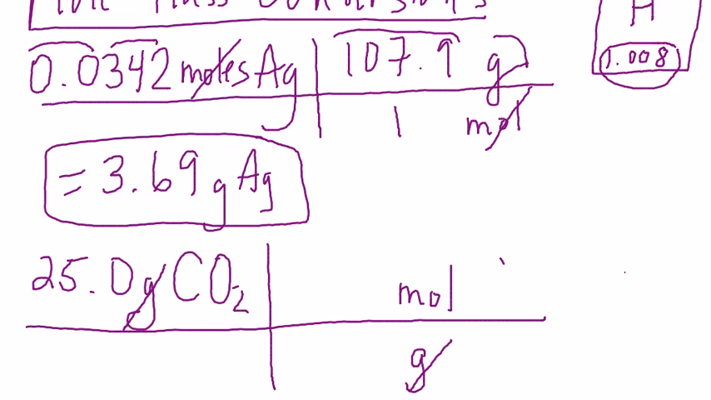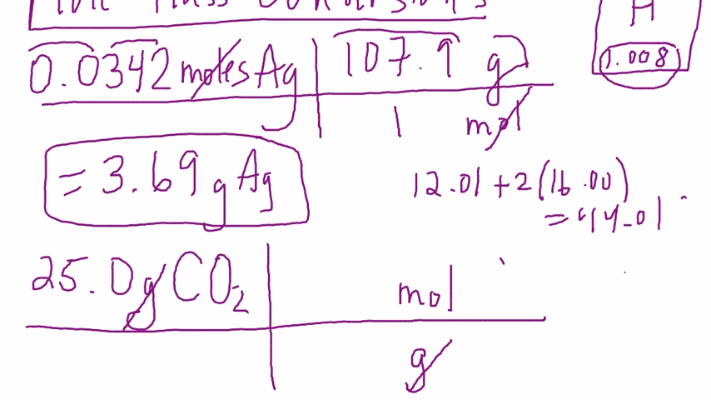Because this is a compound, CO2, we're going to have to add up the individual masses of each of the elements. We get the number that fits in the conversion factor by adding up carbon's weight, which is 12.01, plus 2 oxygens, 2 times 16.00. When we add those numbers up, we get 44.01.